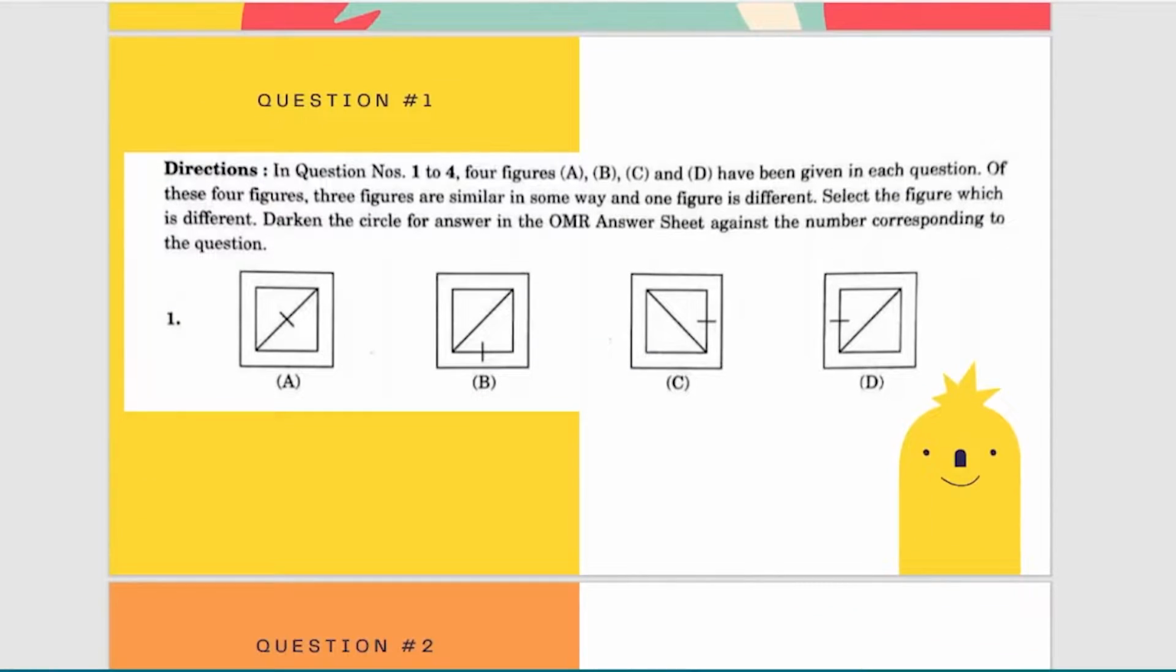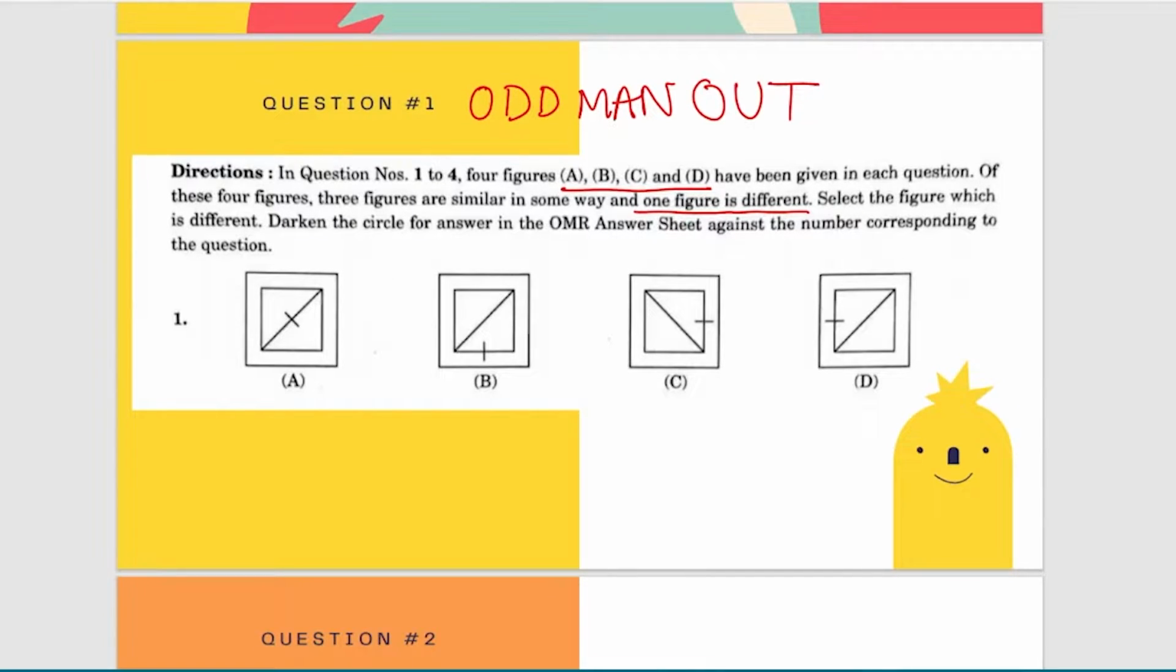The directions given are, in question numbers 1 to 4, 4 figures A, B, C and D have been given in each question. Of these 4 figures, 3 figures are similar in some way and 1 figure is different. Select the figure which is different. Darken the circle for answer in the OMR answer sheet against the number corresponding to the question. Such questions are given the name odd man out, where the figure which is different is called the odd man out figure. So let's see this with an example.